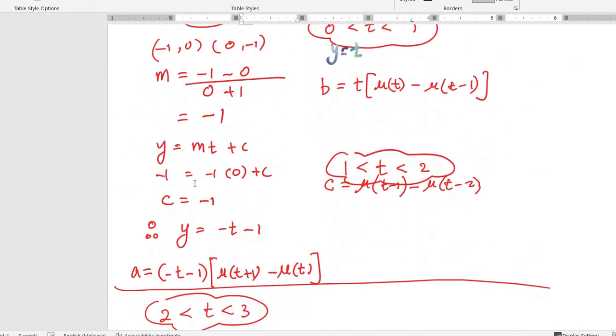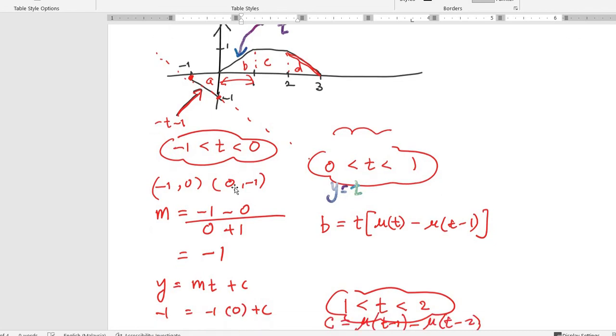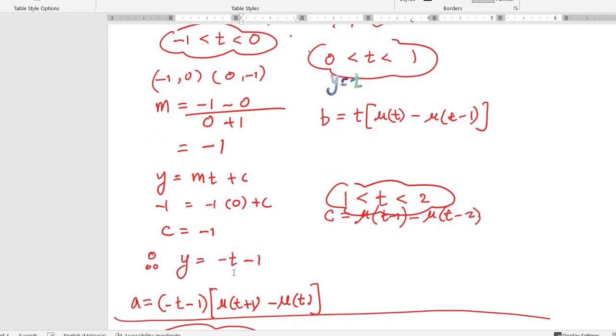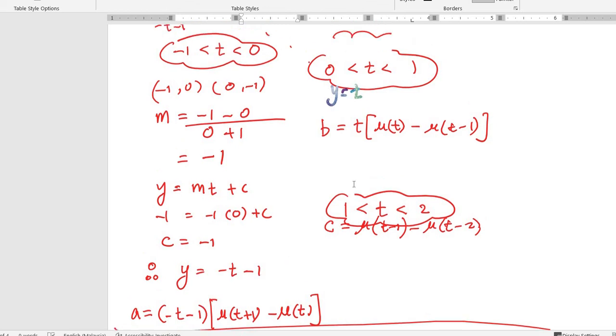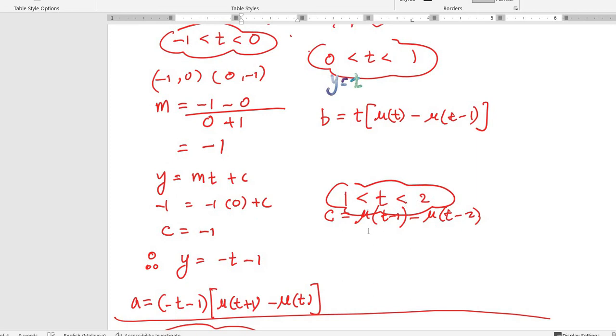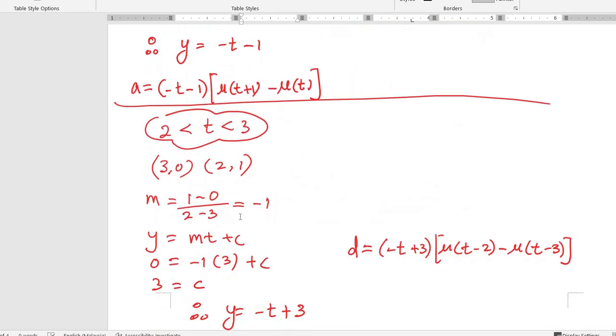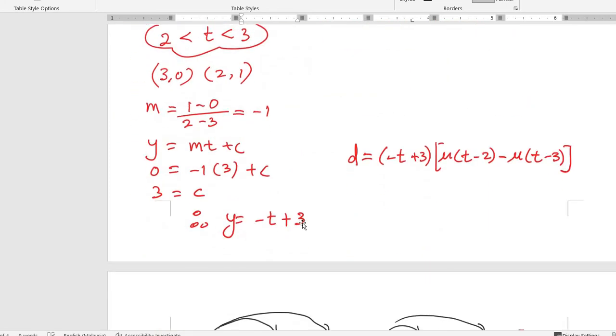Okay, for the A, for this range, negative 1 to 0. Okay, just now I am talking about the range negative 2 to 1, right? So nothing of course is 0. Then we start with the negative 1 to 0. You have the line is negative t minus 1. And then for the range 0 to 1, you have t. For the range 1 to 2, you have 1 only because the amplitude is 1. And then for 2 to 3, you have the value is negative t plus 3.